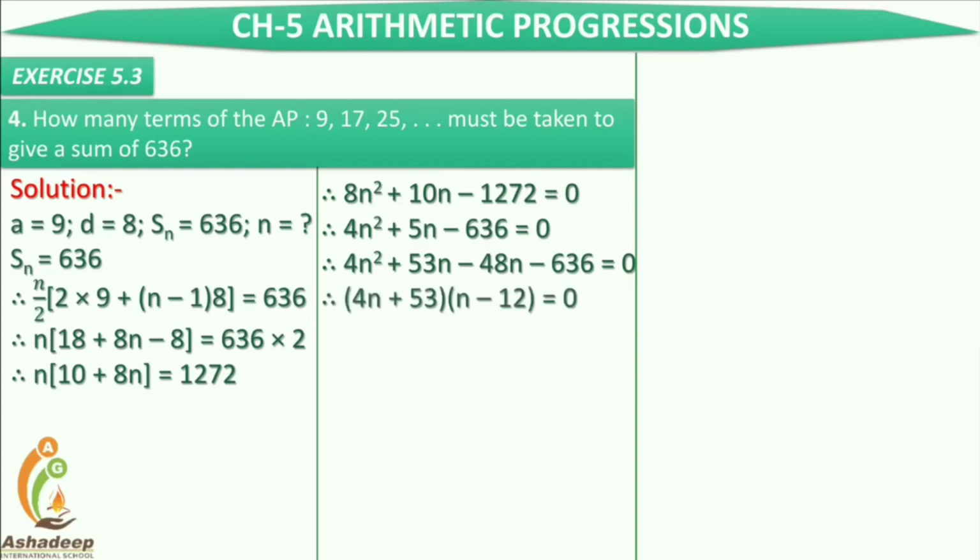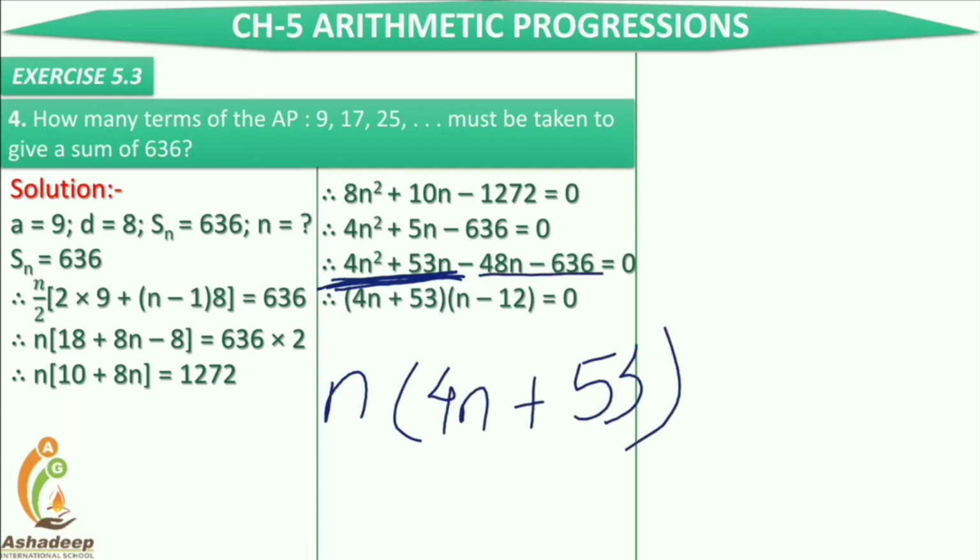Now look very carefully. Out of these two terms, what is taken out common? We will only take out n as common. What is remaining in the bracket? 4n plus 53 as it is. Out of the other two terms, what is taken out common? We take out 12 common, minus 12, because the third term is minus. So in bracket what is remaining is 4n plus 53.